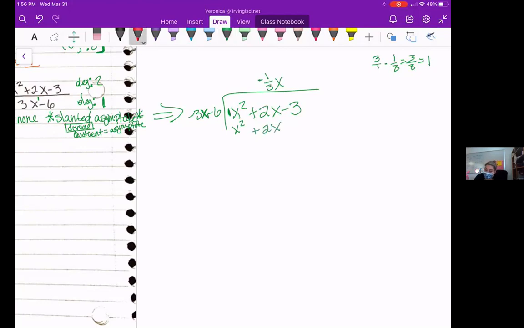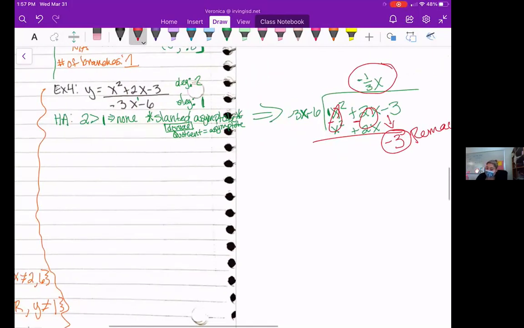What do we do after this? We subtract. x squared minus x squared is 0. 2x minus 2x is 0. So we are left with a negative 3. Negative 3x does not go into negative 3, which means that this is my remainder. I don't care about this. So this right here is all I need. So my slant asymptote is gonna be at y equals negative 1/3x, by the way. Okay, so that's how you would do that.